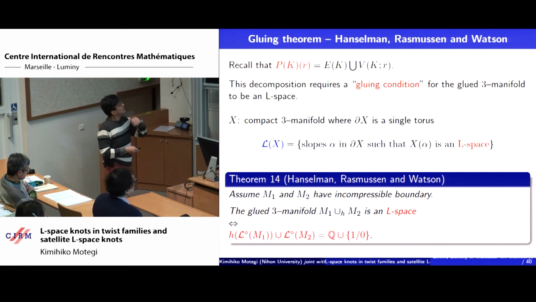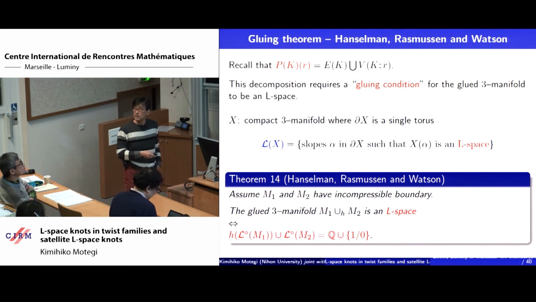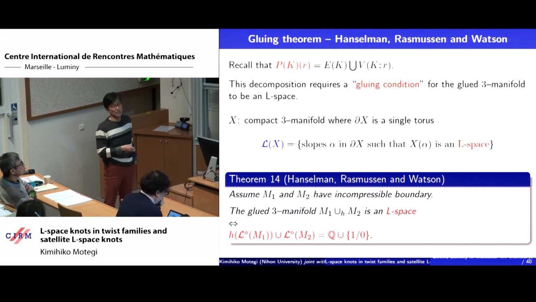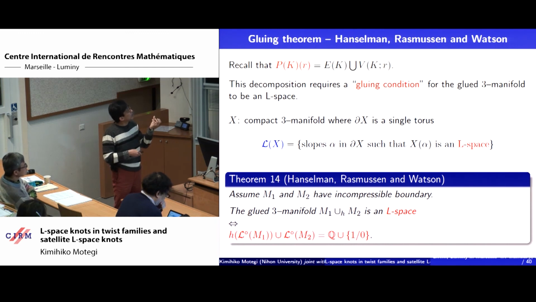Then recently, Hanselman, Rasmussen, and Watson established the following gluing theorem. Assume that M1 and M2 have incompressible boundary. Then the glued 3-manifold M1 union M2, glued by a homeomorphism h, is an L-space if and only if the image of the interior of the L-space fillings of M1 by h, together with the interior of the L-space fillings of M2, form entirely the rational numbers together with 1/0, infinity.